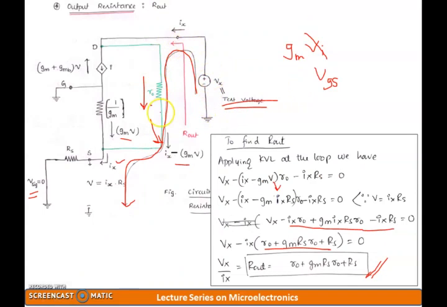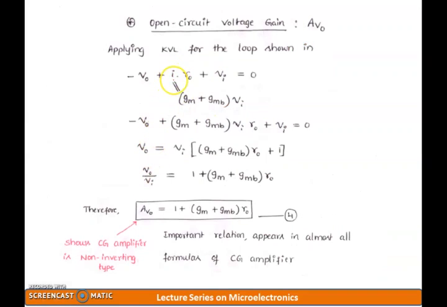So starting from the output to the input, once I simplify, I can be written in terms of gm into V. So what is gm? gm can be replaced as gm plus gmb, and V is nothing but your input voltage, Vi. Once I do the simplification and compute V0 by Vi, I get this particular term as my expression for the overall open circuit voltage gain for the common gate amplifier with active loads. Now this gain expression clearly shows that the common gate amplifier is a non-inverting type amplifier, and this is one of the important relations that usually appears in a lot of formulas, especially with respect to common gate amplifier configurations.